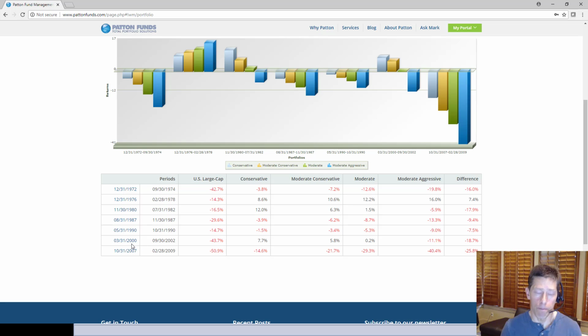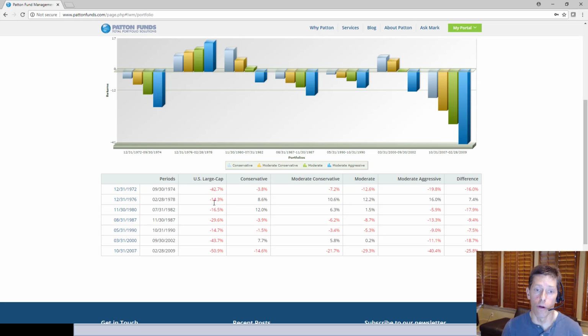The one before that was the tech wreck of 2000, and that was the market peaking in March of 2000 and then hitting a low in September of 2002. So that was another bear market. So these are all the bear markets that have taken place since the early 70s. You'll see here U.S. large cap. That is the U.S. stock market, large U.S. stocks, and you'll obviously see significant declines during each one of these because that's the definition of a bear market, is when U.S. stocks have gone down significantly in value.